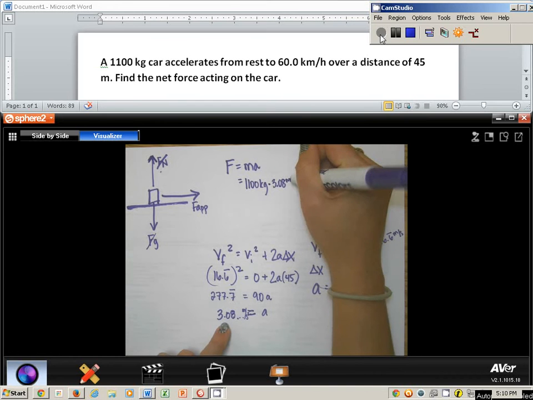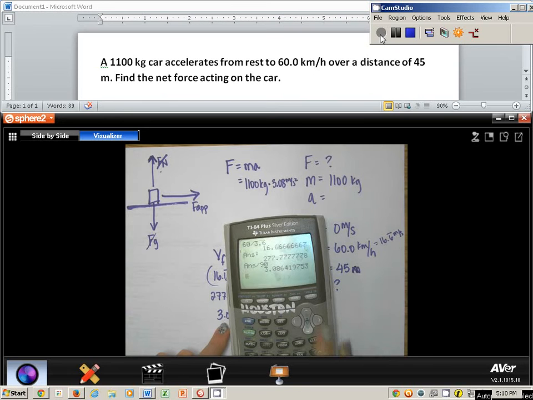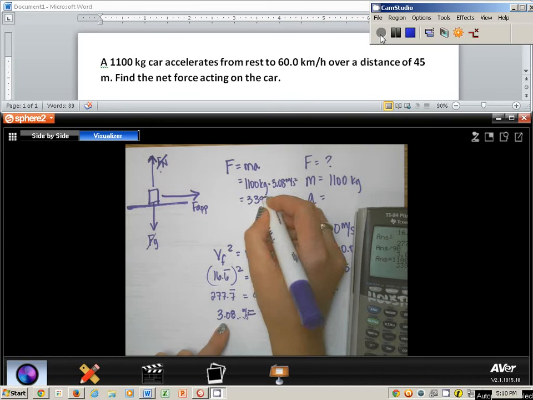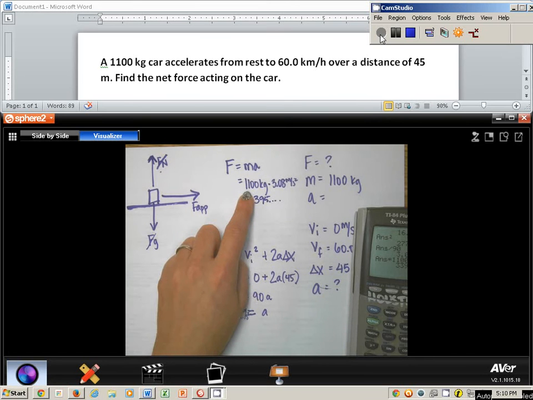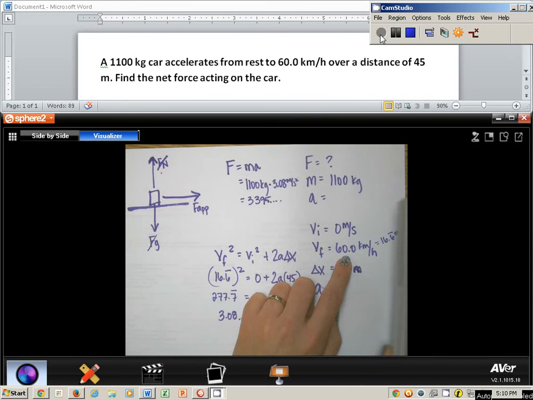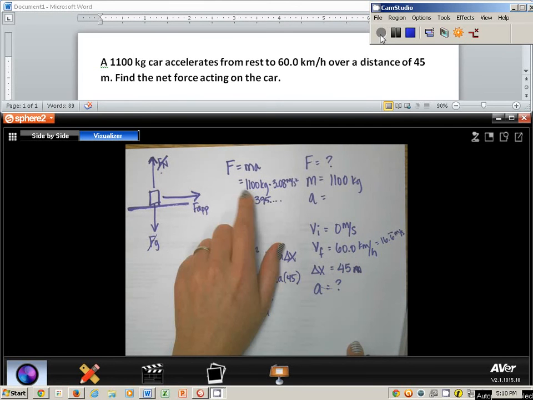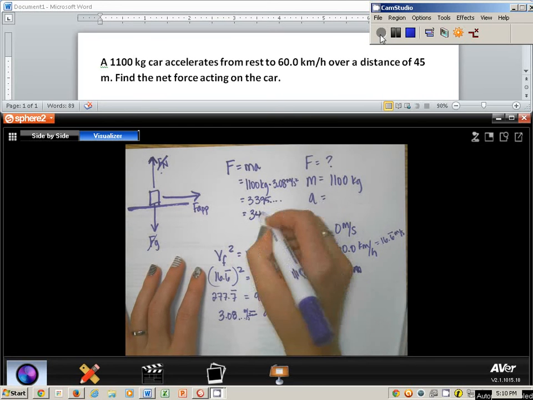The number is still in my calculator. Now I'm just going to multiply it by 1,100. And I will end up with 3,395 and some change. I can only have 2 sig figs. I had 2 sig figs here. I did have 3 in my other original number over here. So 2 is the least. So that will be 3,400 newtons as my answer.